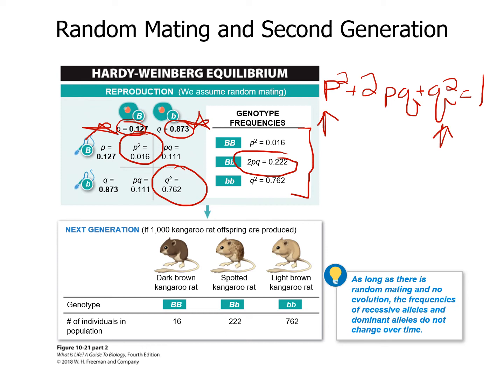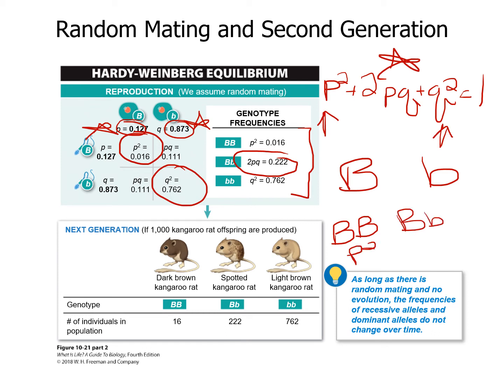And remember, when it comes to this equation, we're not talking about individual alleles, like dominant and recessive. We are looking specifically at genotypes. So remember that this is p squared, heterozygotes are 2pq, and then our recessive boys are going to be q squared.